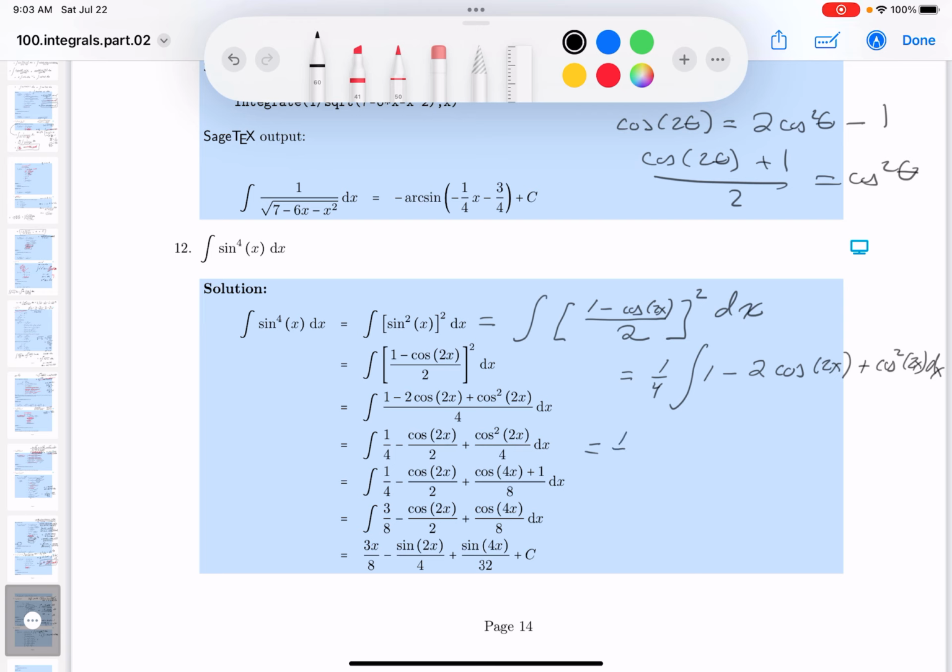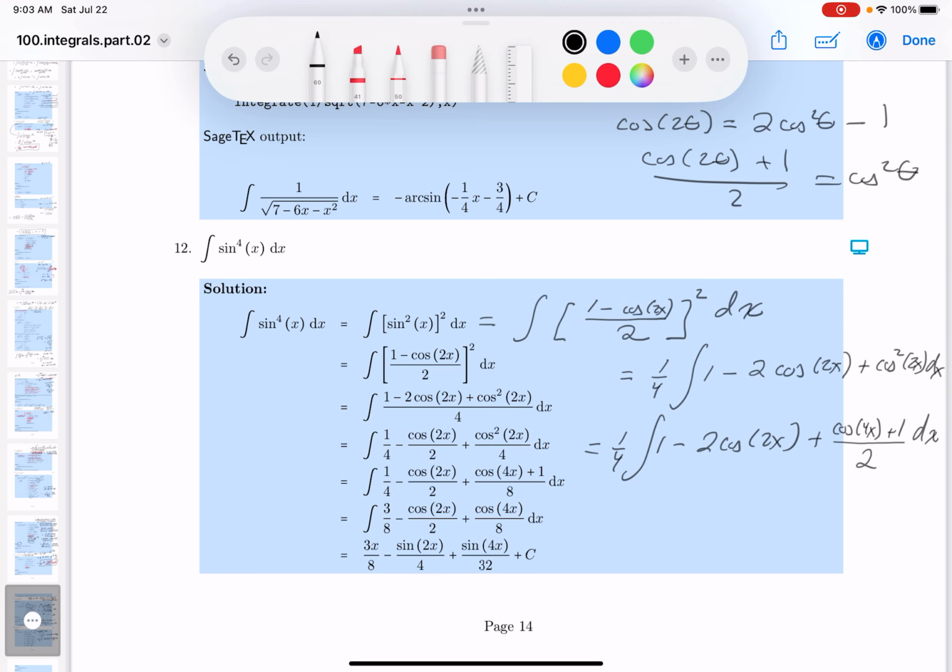It's going to be 1/4. Then you're going to get 1 minus 2 cosine 2x. I can integrate both of those terms. I'm trying to reduce the power on the cosine squared. What do you get there? Plus. I'm using the identity I just wrote down for you. What's it going to be? Cosine of 4x plus 1 over 2 dx. All right?